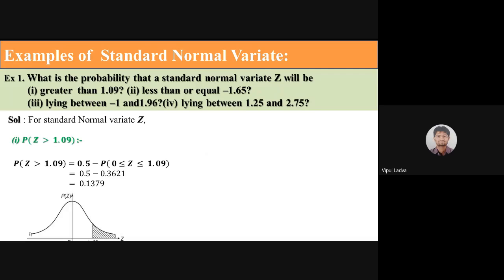0.5 minus 0.3621 will be 0.1379. Observe it.